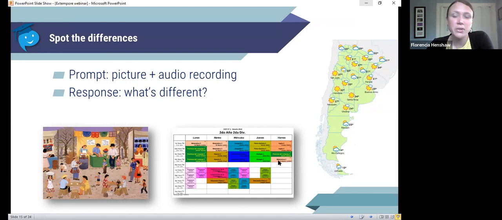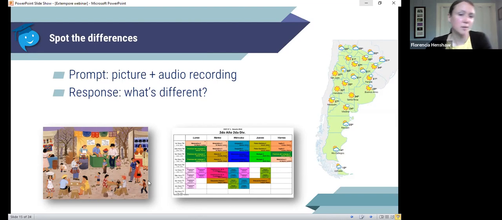And so, for example, in the case of the schedule, you would upload it as a picture in the prompt, but then you would also record audio describing the student's schedule. And you can make it as long or short as you think your learners are going to be able to handle, of course. So you could say something like, this student has math class on Tuesdays and Thursdays, right? And the difference would be that the student has math class on Monday and Tuesday, not Tuesday and Thursday, right?